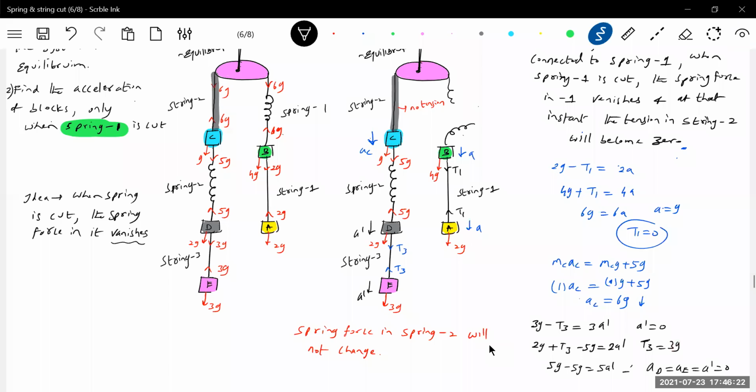So what is the thing? Any string connected to a spring, if you cut the spring, any string connected to that spring, the tension will vanish. This idea.